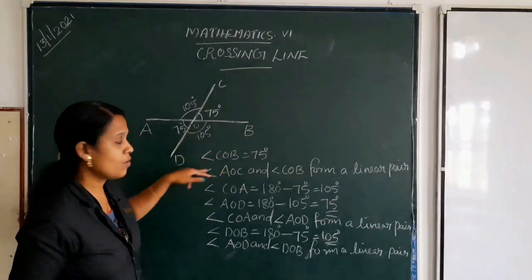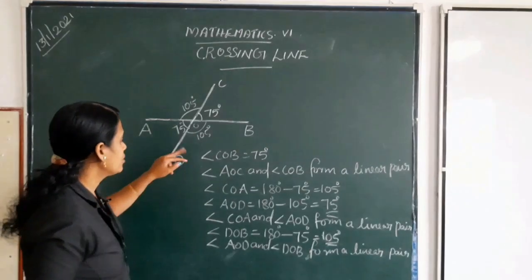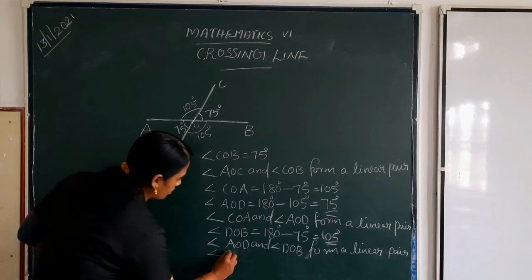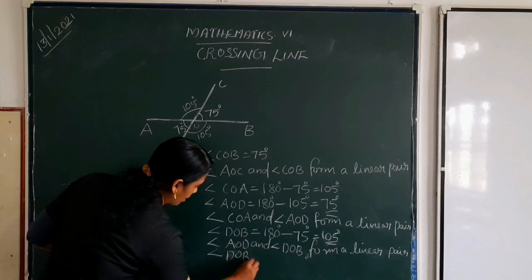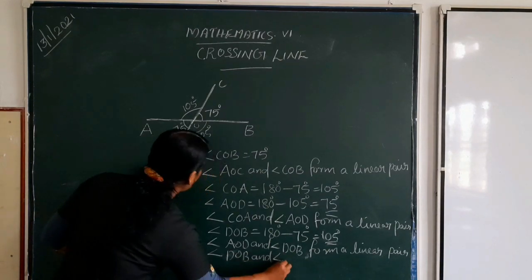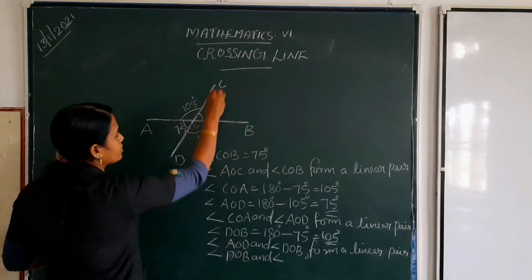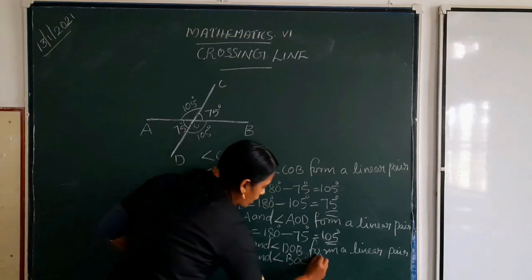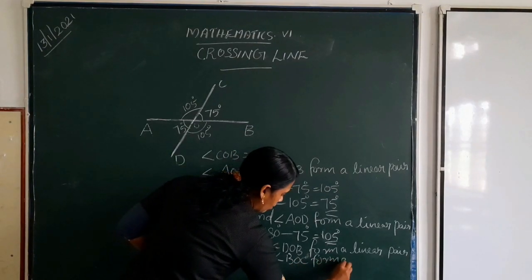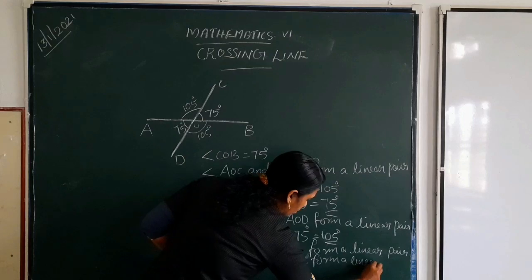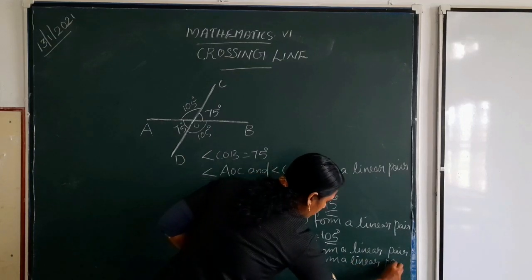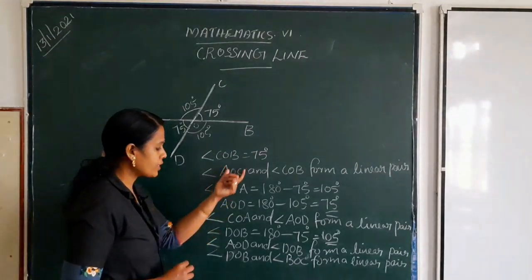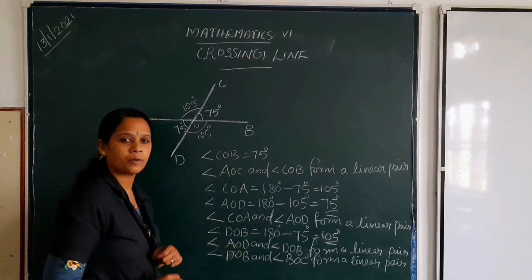Here also 180 degree. So here angle DOB and angle BOC form a linear pair. Here 4 set of linear pairs.